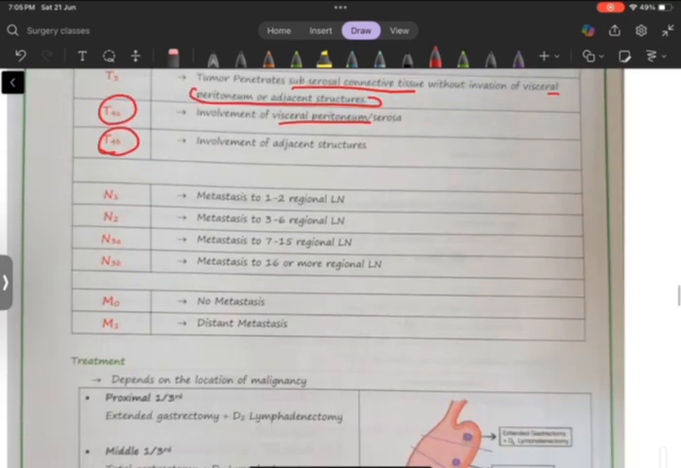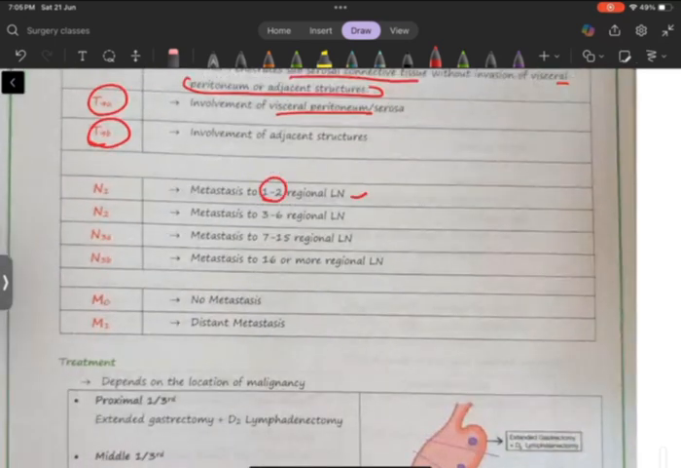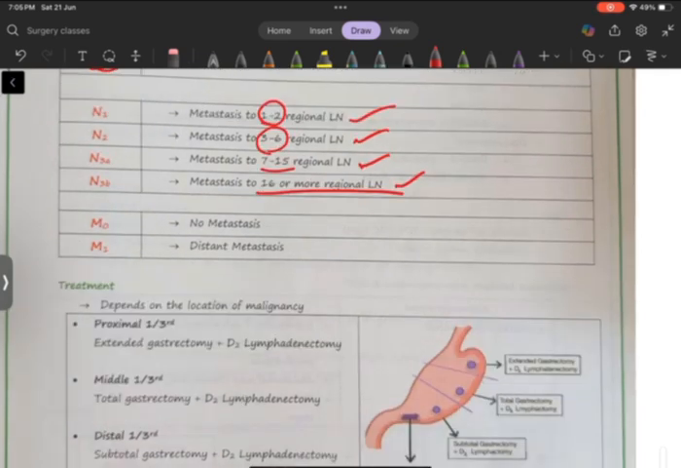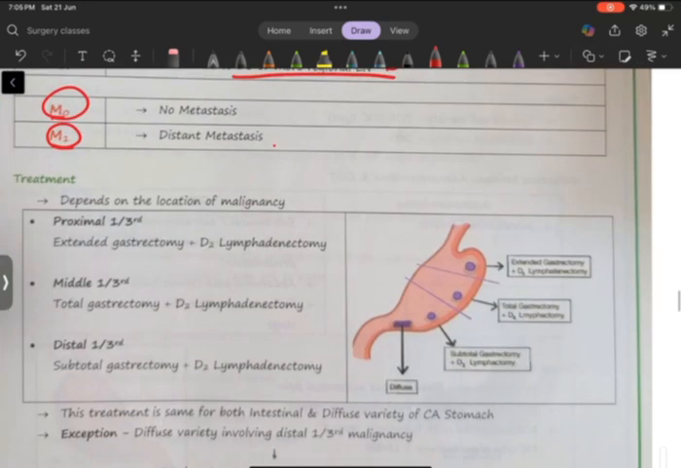Lymph nodes: if only 1 or 2 lymph nodes are involved, it is N1; 3 to 6, it is N2; 7 to 15, it is N3A; more than 16, N3B. Okay? If there is no metastasis, it is M0; if there is metastasis, it is M1. Based on this we will decide the treatment. It depends upon the location of the malignancy.